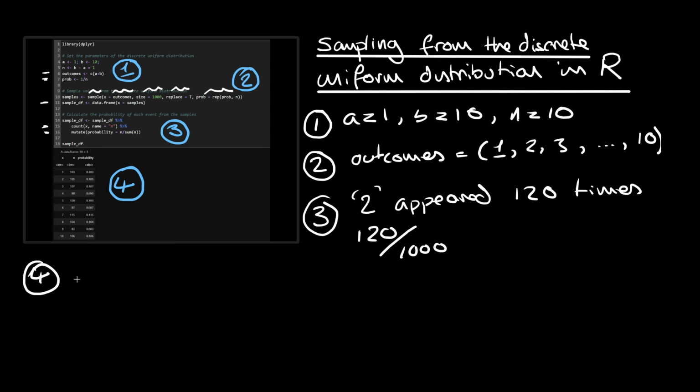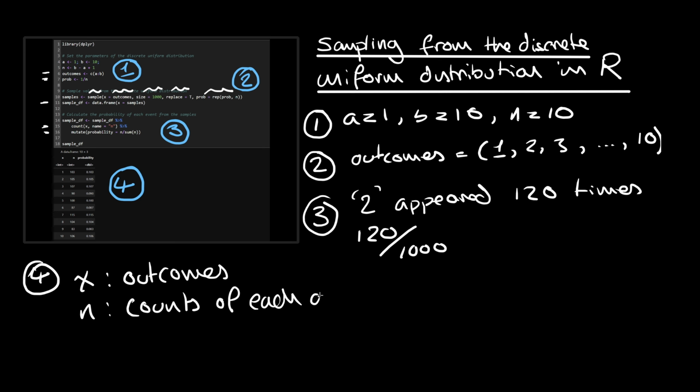So in the first column, X, these are the outcomes. The second column, N, the counts of each outcome. And then the final column, probability, is simply N divided by 1000. Now that we have sampled from the discrete uniform distribution and estimated the probabilities of each outcome, let's look at visualizing this data.